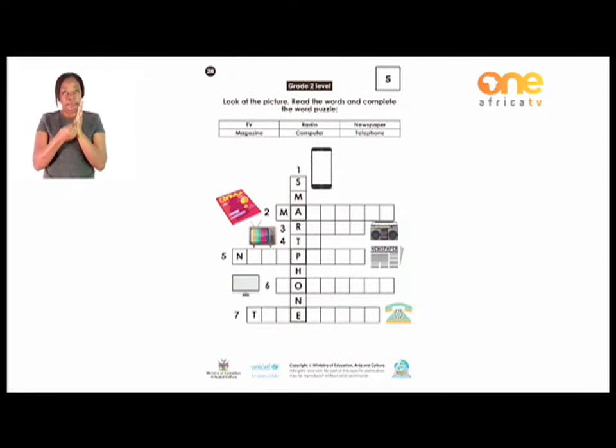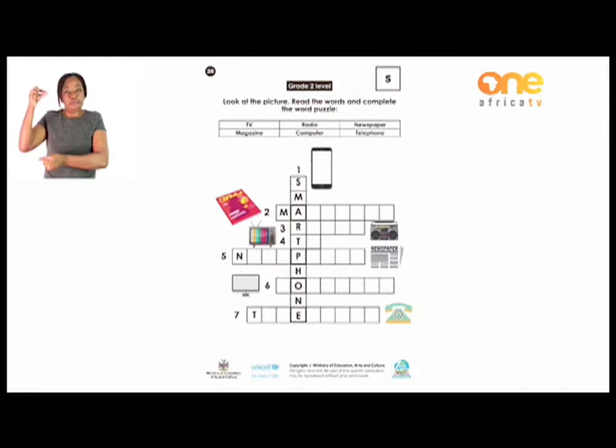We also get some information from there, some news, what happens in other places in the world or in our own country. What is that? It has started for you with an M and an A. Now the rest of the letters, you have to put them in order to finish this word. Which one do you think is the correct word there from the table above? Is it a TV? Is it a radio, newspaper, magazine, computer, or telephone?